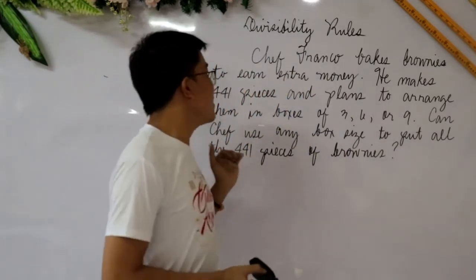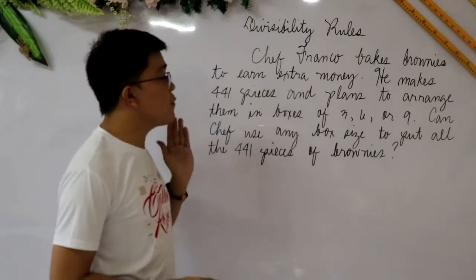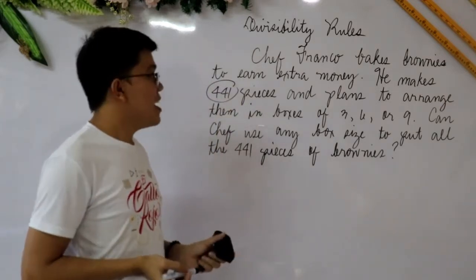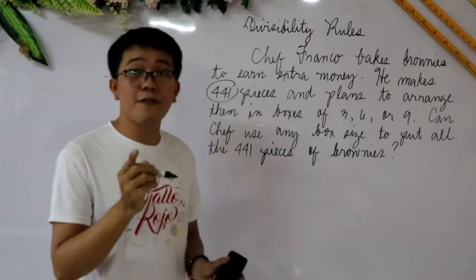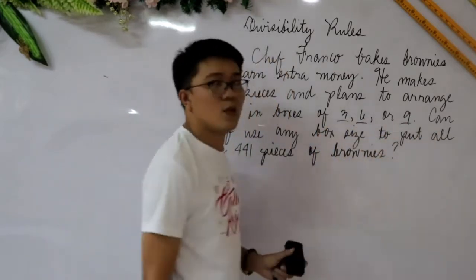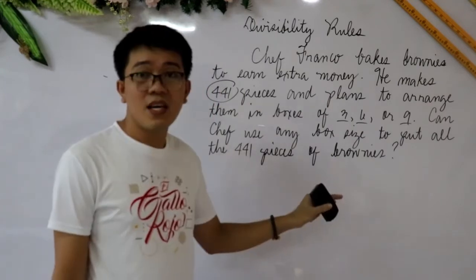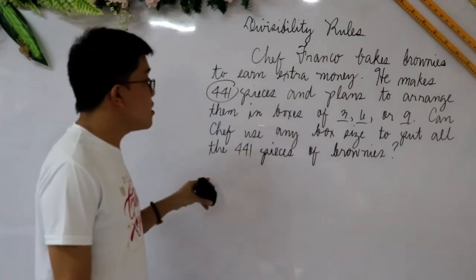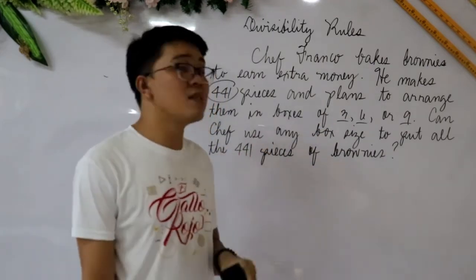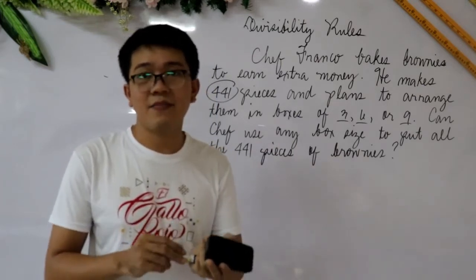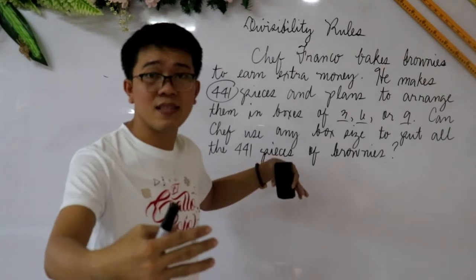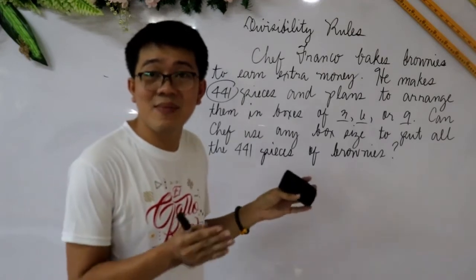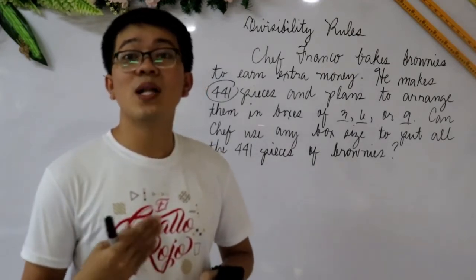Chef Franco bakes brownies to earn extra money, and he makes 441 pieces. Too many. And he plans to arrange them in boxes of 3, 6, or 9. To put all the 441 pieces of brownies, what do you think? Is it possible for him to pack those brownies in 3s, 6s, and 9s? Let's find out. The divisibility rules for 3, 6, and 9 will help us.